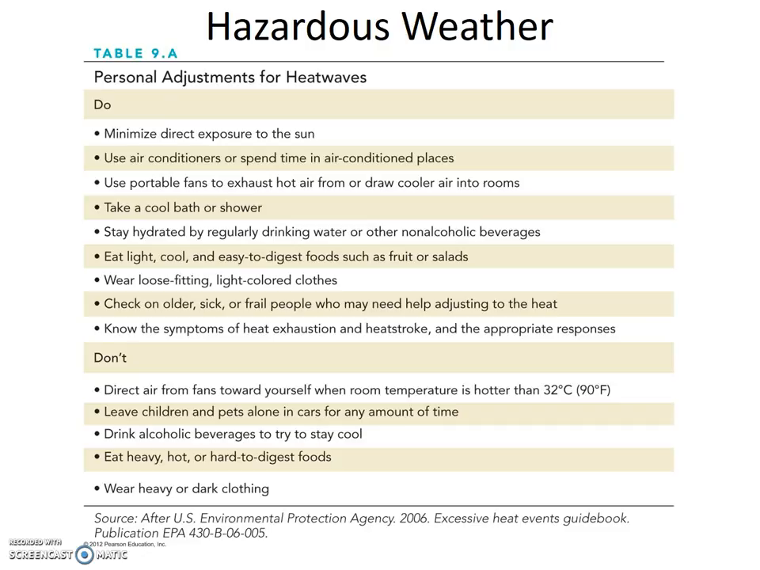Okay, so remember, when it's hot, hot, hot, don't hang out or exercise for a long time in the sun. Use air conditioning and cold showers. Use fans to blow hot air away from you. Stay hydrated, eat your veggies and fruits, wear loose-fitting and light-colored clothes, and don't leave things in closed vehicles.